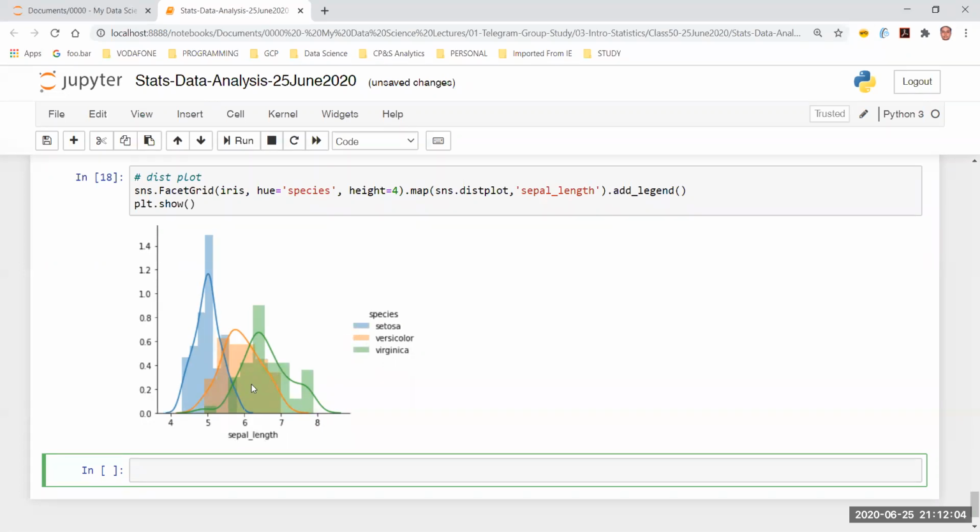But there is a point that we can say, if I want to bifurcate basis sepal length, what is going to be setosa, what is going to be virginica?